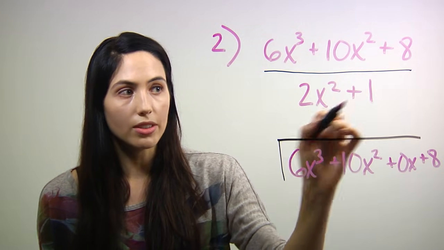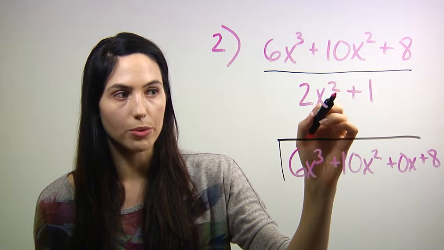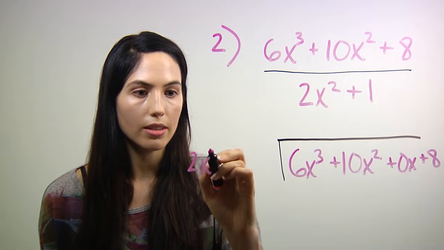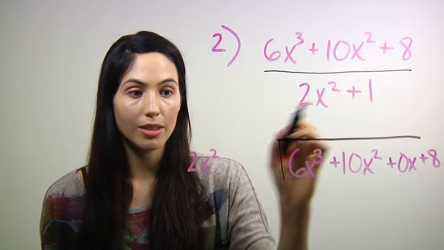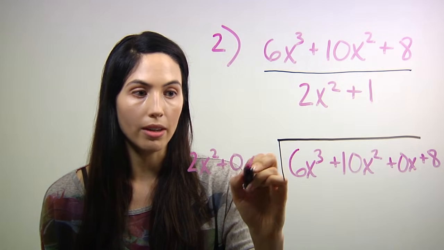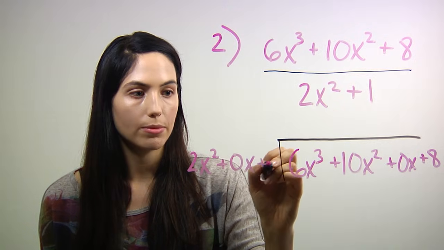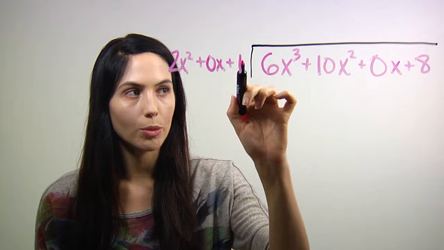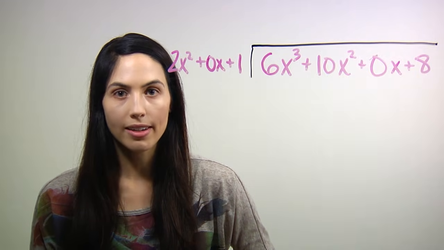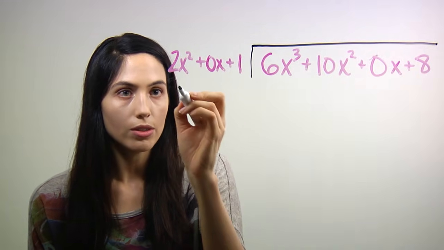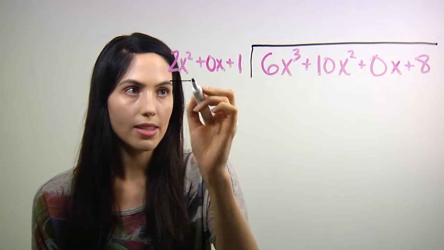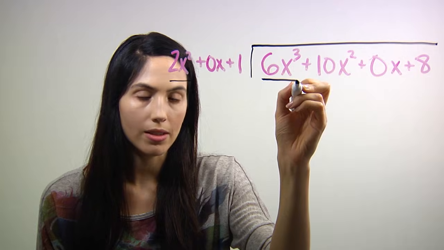And then our divisor on the bottom, 2x squared plus 1. Same thing, we'll write 2x squared. Notice there's no x term, so we put 0x plus 1. Okay, so now that we've rewritten this problem in the normal division form, let's carry out the same steps as before. So look at this highest power of x on the left side and the highest power of x underneath.